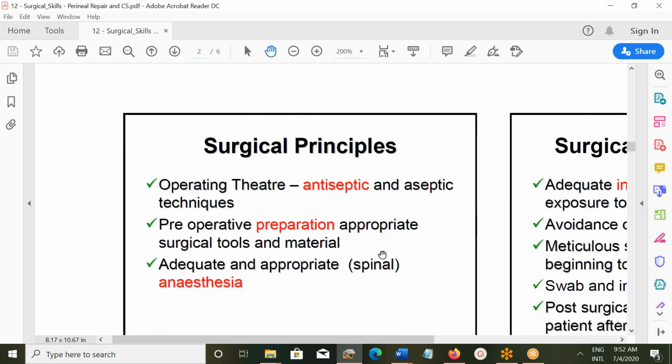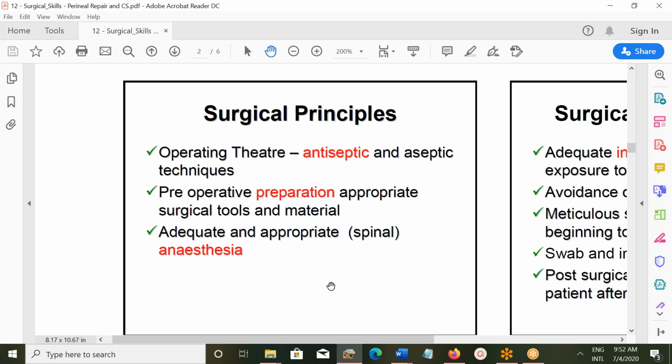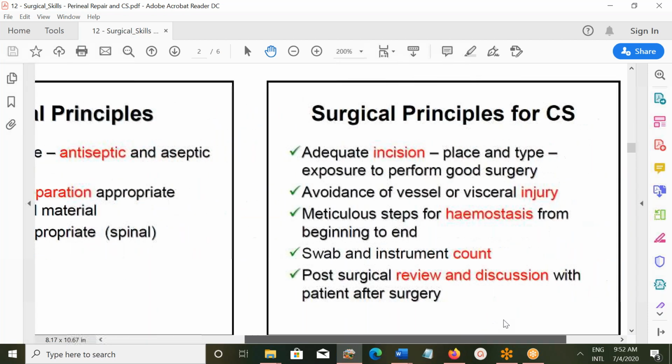The patient should go to the operating theater, which should be antiseptic, and you have to use antiseptics and aseptic techniques. Pre-operative preparations should be appropriate, like the surgical tools and materials should be adequate, and the appropriate anesthesia should be there. But this is up to the discretion of the anesthetist, whether he likes to give spinal or GA.